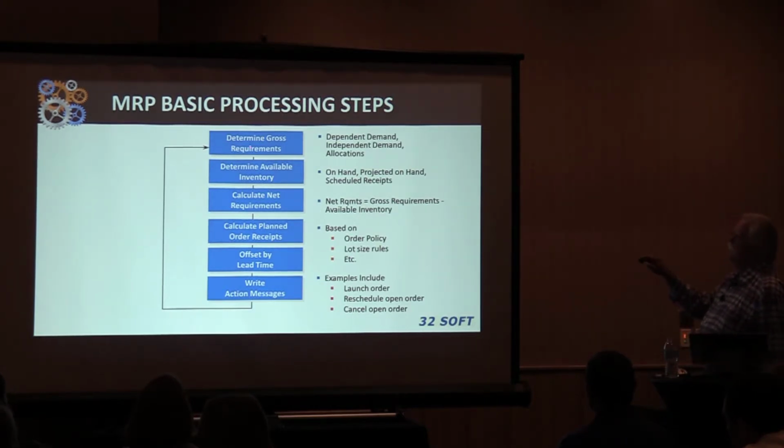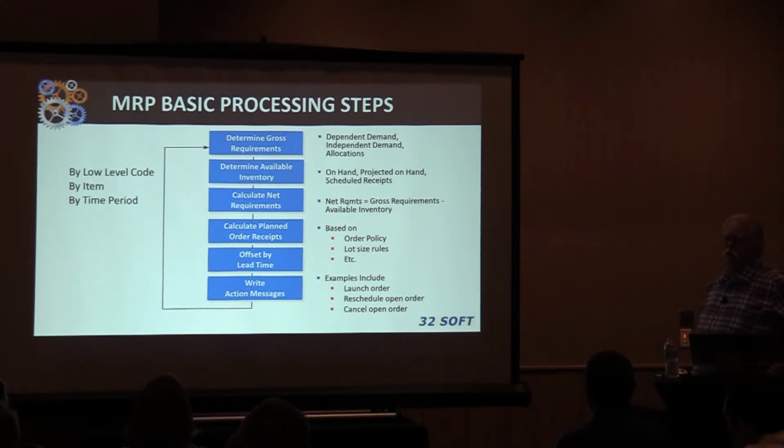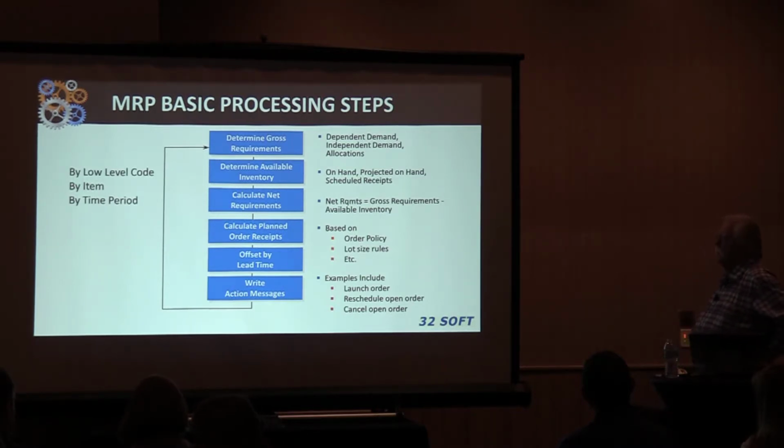This is the basic processing. First of all, we looked at how we determine gross requirements. We determined the available inventory on hand, projected on hand as scheduled receipts. We'll see there's a little bit of a change in the DDMRP calculation for that. Then it calculates net requirements, calculates planned orders, offsets by lead times, and writes exception messages, or new orders, or delays, or cancel, or reschedules. Whatever it needs to do to bring the system back into phase with the plan.